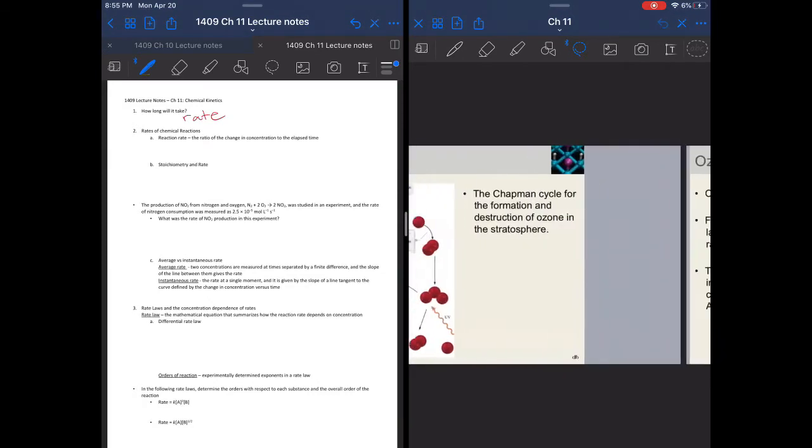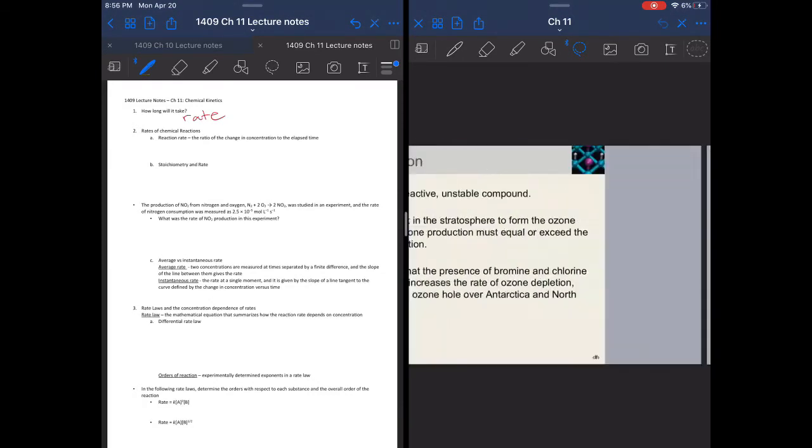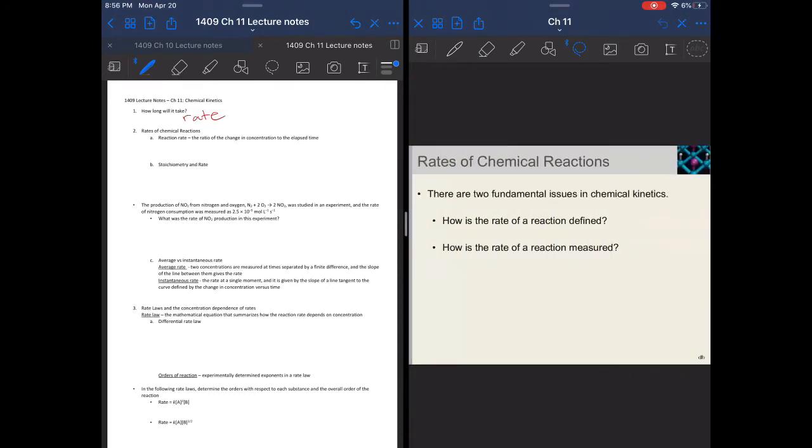Now, we are going to skip that first section on ozone depletion, and we're going to go straight to section 11.2. There are two main things that we learn how to calculate in this chapter. We're going to talk about the rate of a reaction and how it's defined. And then we're also going to talk about how the rate is measured.